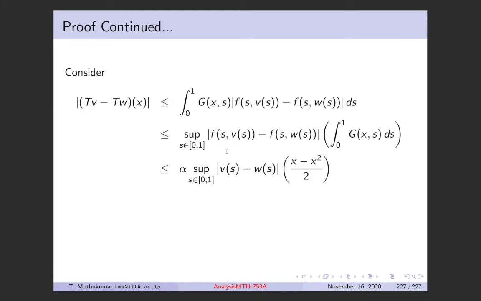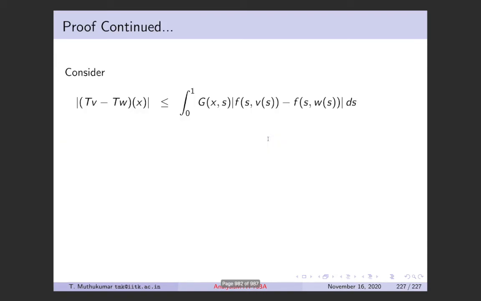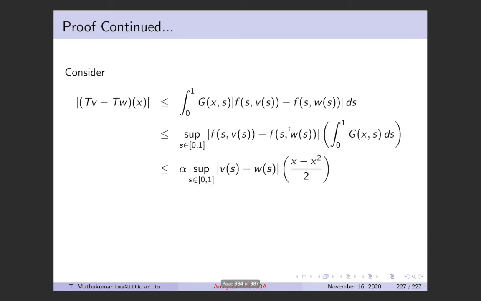Now by the Lipschitz continuity, you know that the modulus of this is less than alpha times its argument, which is this. So it's alpha times the supremum over this. We are given that f is Lipschitz in the second argument. So that's what we are using here. The second argument here is v(s). So it's alpha times the supremum over s of the modulus of v(s) minus w(s).